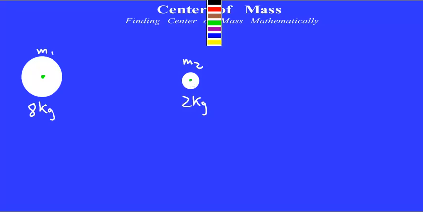Now, there are some things that we can assume or figure out pretty easily, and that is that the center of mass will be on the line that connects the two centers. So let's see here. It's going to be running along this line right there. Let me make that a dotted line. So we know that the center of mass is going to be somewhere along that line, and we just need to figure out exactly where it is.